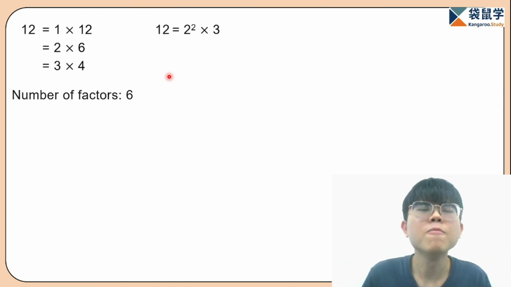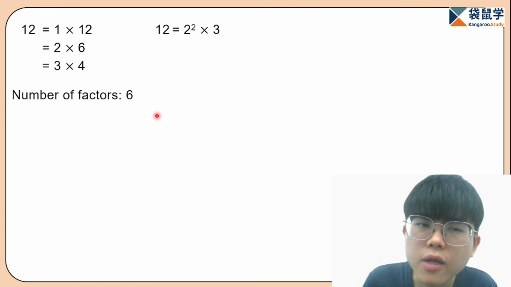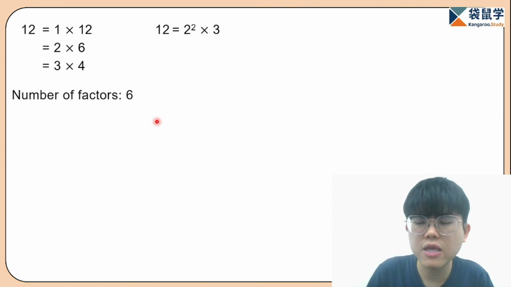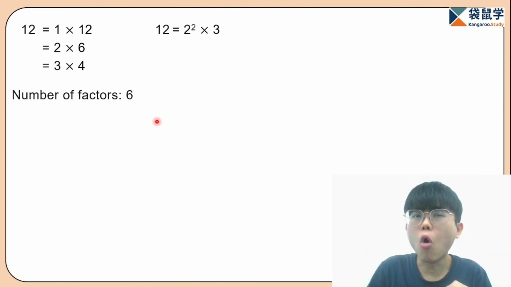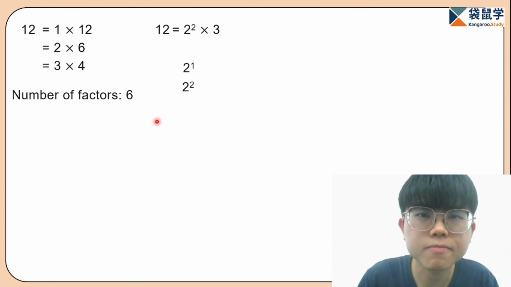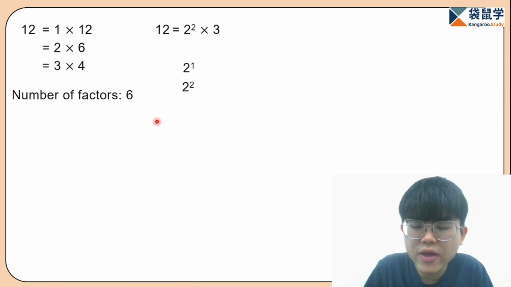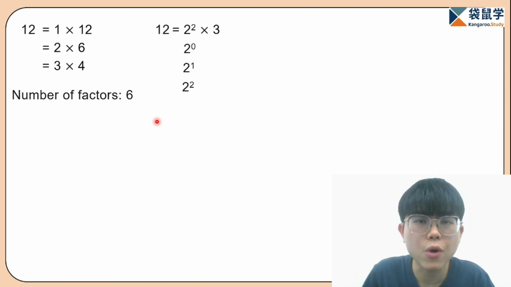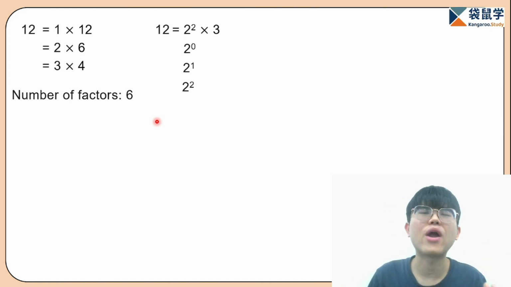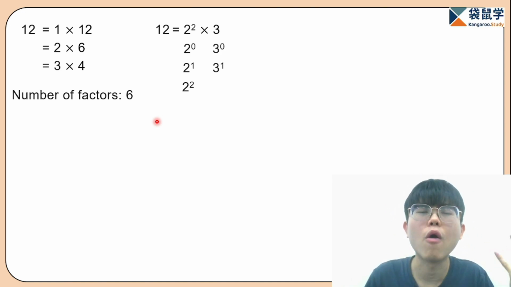For example, if I would like to select our prime factor 2 right here, how many different choices do we have? We can have 2 to the power 1, we can have 2 to the power 2. Is that all of our choices here? We can also not select any of it, so we can have 2 to the power of 0. The same goes for our prime factor 3. We can have 3 to the power of 0 and we can have 3 to the power of 1.